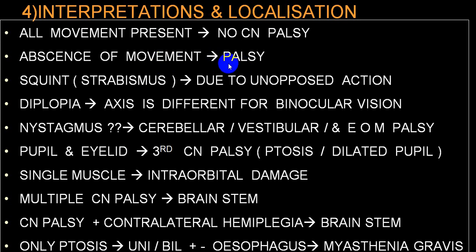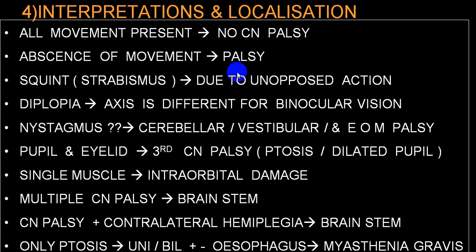If say superior rectus, inferior rectus, medial rectus and inferior oblique, all four muscles are gone, plus levator palpebrae superioris, we'll say third cranial nerve palsy. So that will be the way we try to label it. If lateral rectus is affected only, it is sixth cranial nerve palsy. So depending upon which muscle is involved, we'll label that particular nerve.